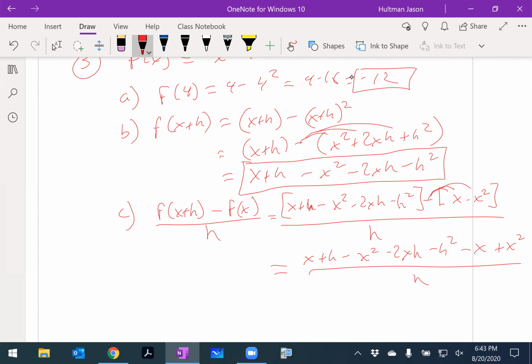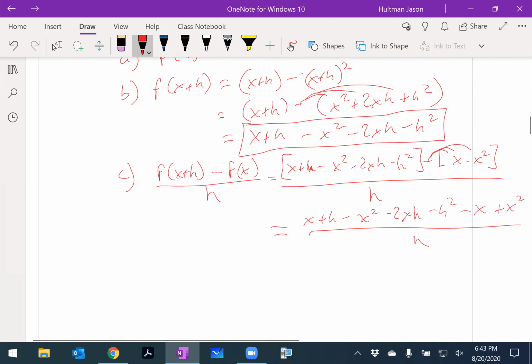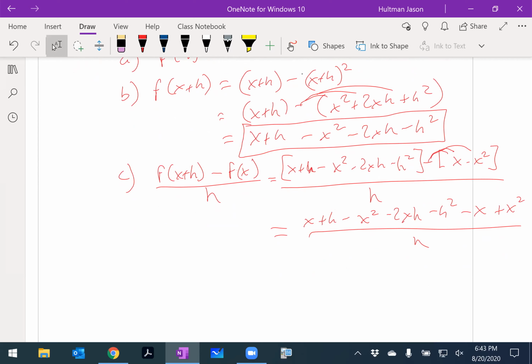Okay, so let's see what we get here. Giselle says, well, let's see if we concur. Let's get rid of some like terms. So x minus x, that's gone. Oh, look at this. The x squared and the x squared, that's gone. And so the only thing that's left over are terms that involve h.